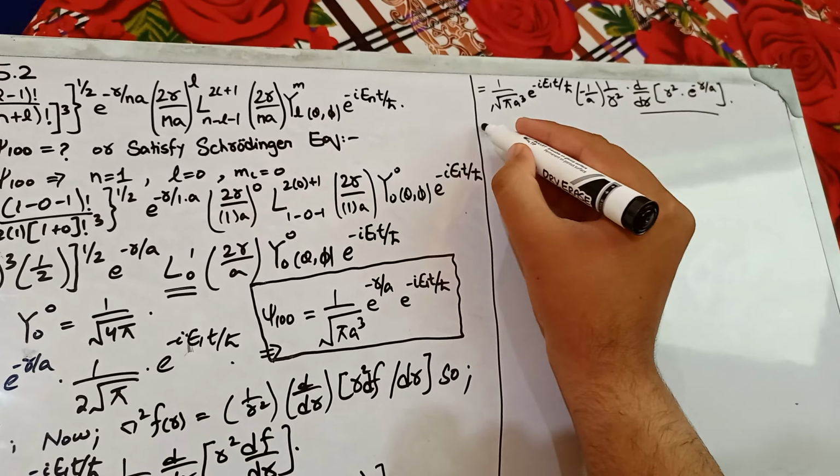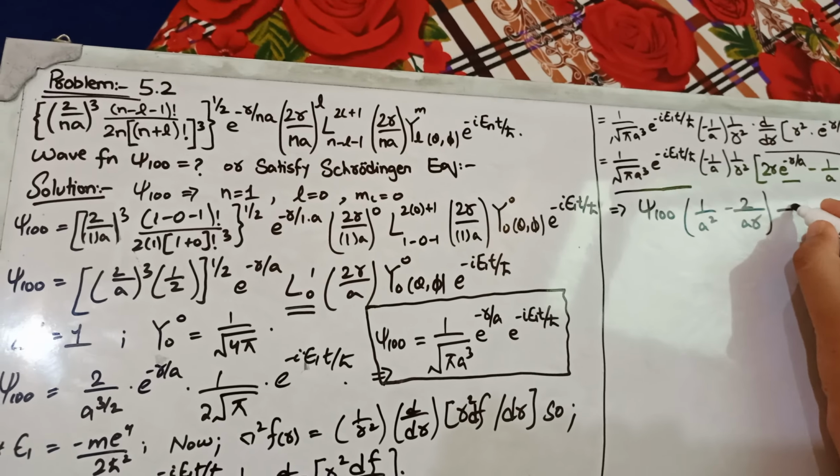What it becomes, pi a cube e power minus iota E_1 t divided by h cut, okay, minus 1 by a, 1 by r square, and taking the product rule becomes 2r e power minus r by a minus 1 by a e power minus r by a dot r square, okay, which reduces, and this you can see, okay, and taking e power minus r by a common, this reduces to psi 100, and the remaining terms are 1 by a square minus 2 by ar. So this is your result of del square of psi 100, which equals this relation, okay.